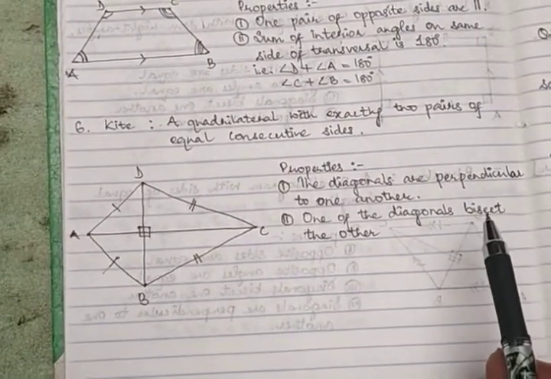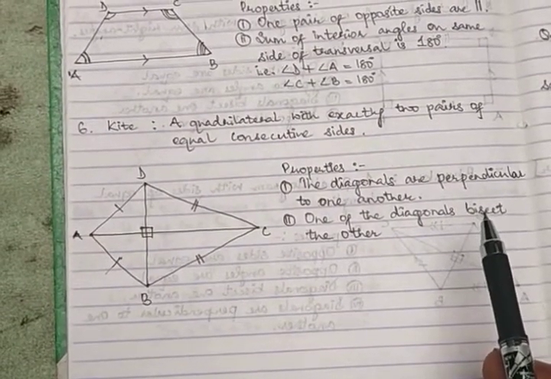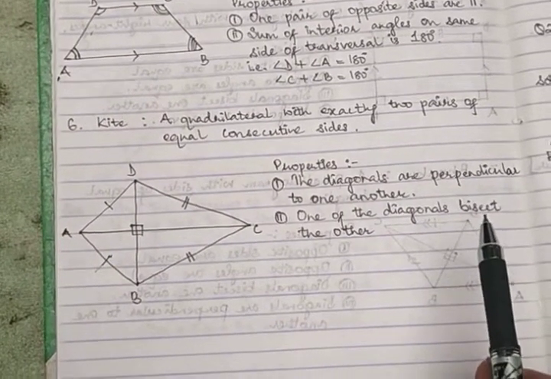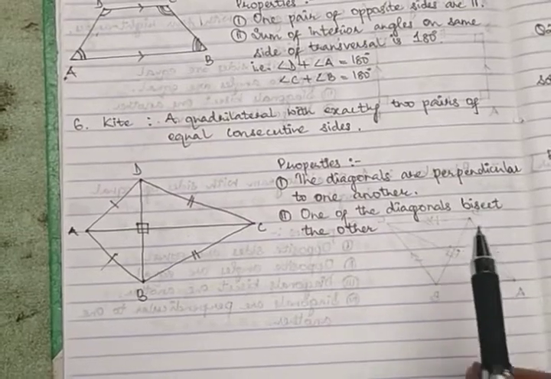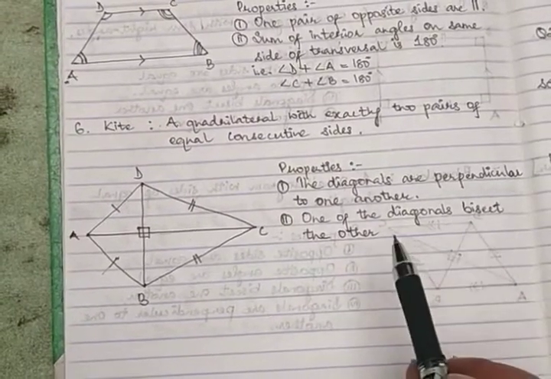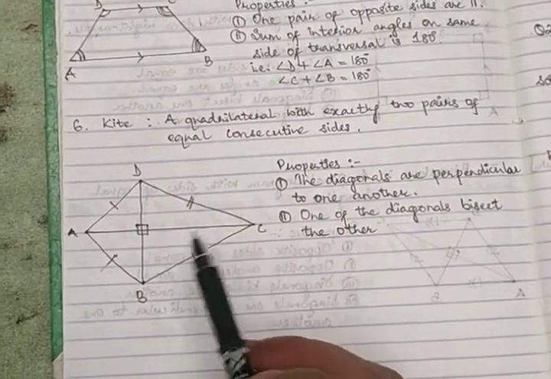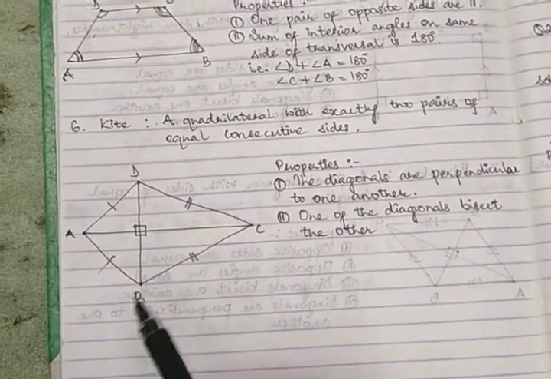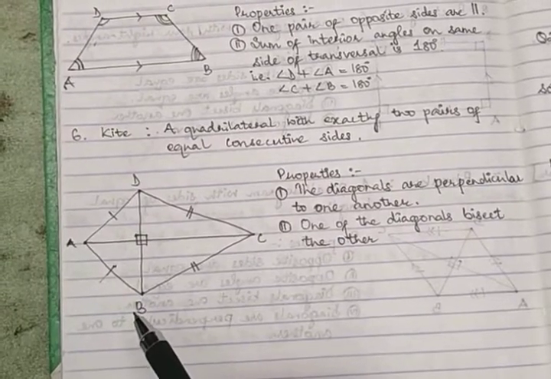Remember the terms as well, as I've been telling you. There's a difference between bisect and intersect. The term plays a very important role. So one of the diagonals bisects the other, that means AC will bisect BD. That means AC will divide BD into two equal halves.